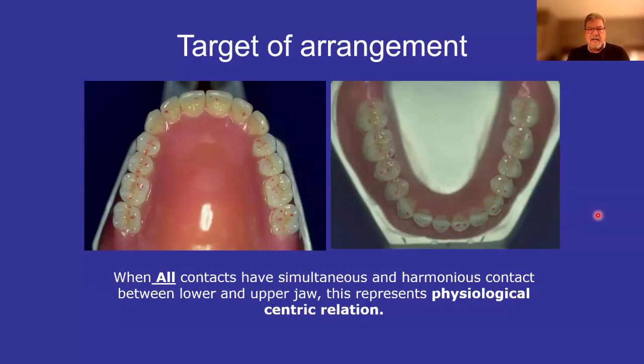When all the contacts have simultaneous and harmonious contact between the lower and the upper jaw, this represents physiological centric relation. You can see there's contact on all the anteriors, all the posteriors. For new denture wearers, sometimes this is very difficult, and for older denture wearers, this is kind of difficult to get comfortable with. So I don't use this arrangement at all times. Sometimes I do use it. Most of the time I'll have that freeway space, but I just wanted to explain to you a little bit about physiological centric relation here.